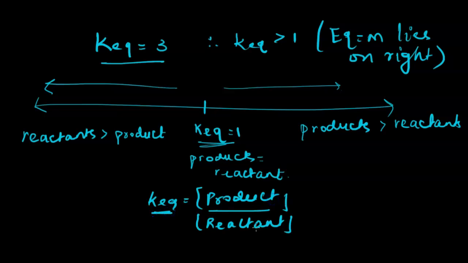If products are greater than the reactants, then the numerator is greater than the denominator, so K equilibrium will be greater than 1. If products are less than reactants, or if reactants are greater than products, that means your denominator is greater than the numerator, so K equilibrium value will be smaller than 1. This is what we need to remember in terms of K equilibrium values and their relationship between the product and the reactant concentration.